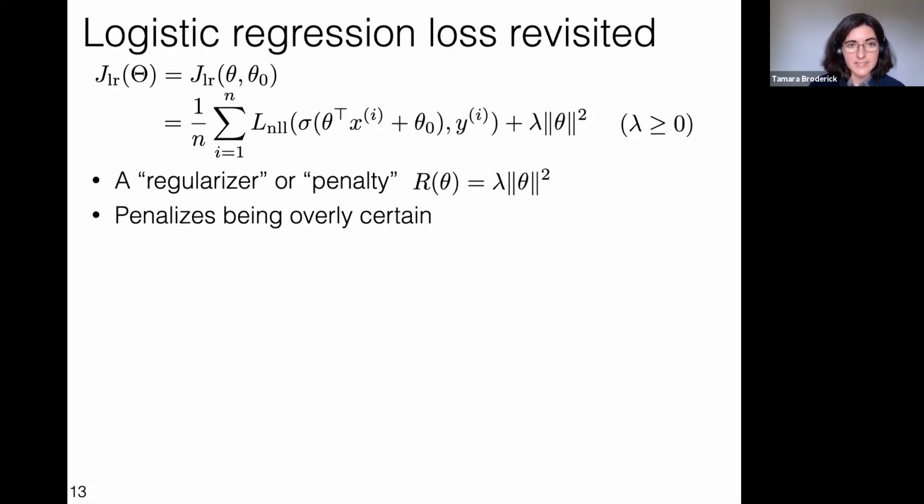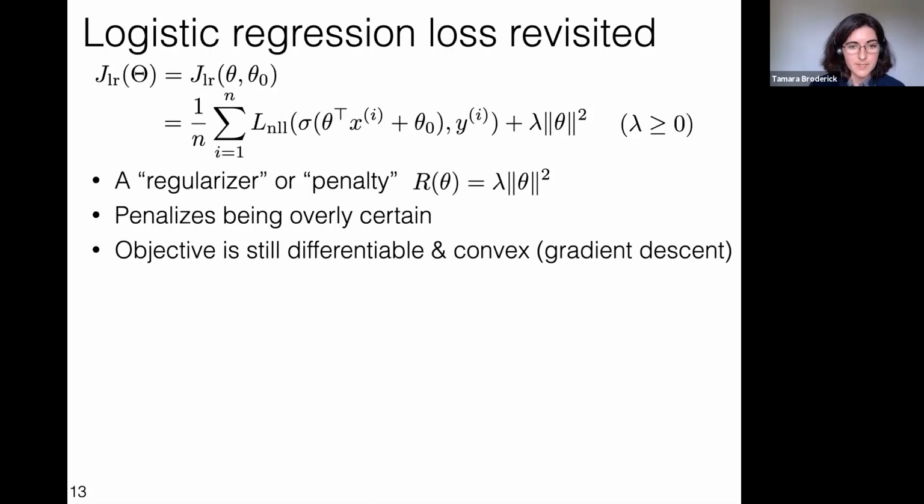In this particular case, this exactly penalizes being overly certain. Because if we just increase the magnitude of theta here without doing anything else, that's like saying we're more certain. That's increasing that steepness that we saw. Now, something that you can check is that the objective is still differentiable, so we can still run gradient descent. And it's still convex, so we're going to have nice properties of gradient descent. Now, something you might ask is, why didn't our gradient descent theorem apply before? Because there was no global optimum that it was going to.